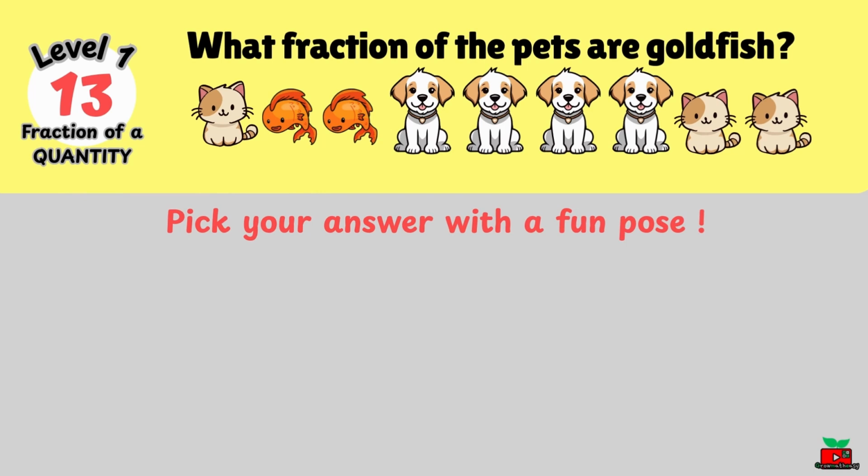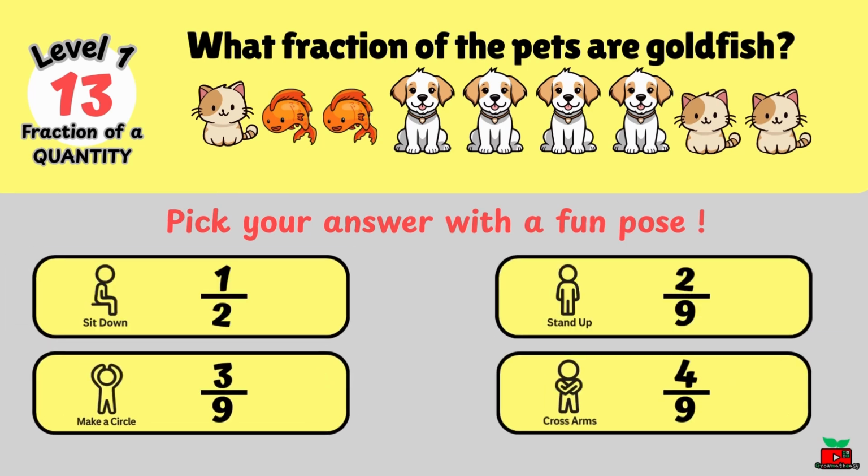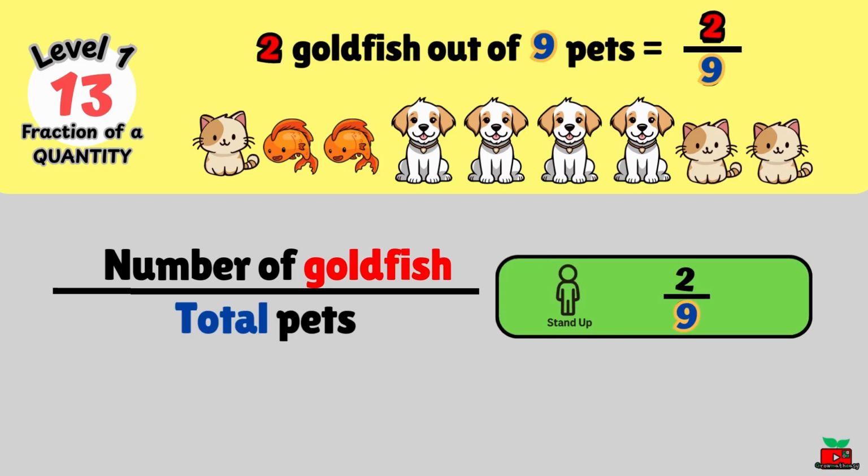What fractions of the packs are goldfish? 1/2, 2/9, 3/9, or 4/9? Two over 9. 2 goldfish out of 9 packs equal 2/9.